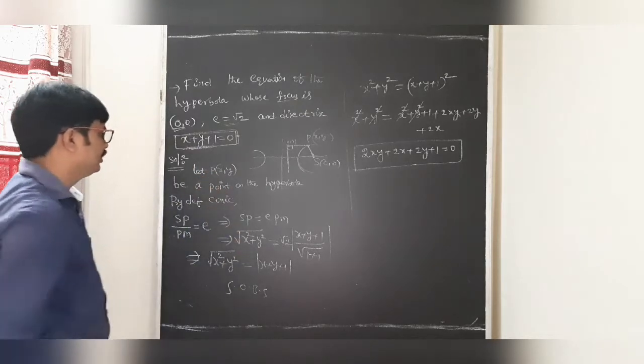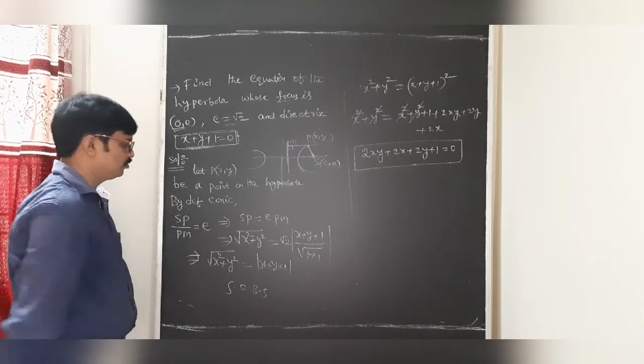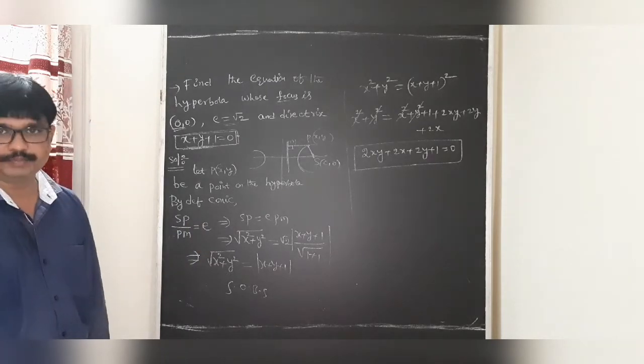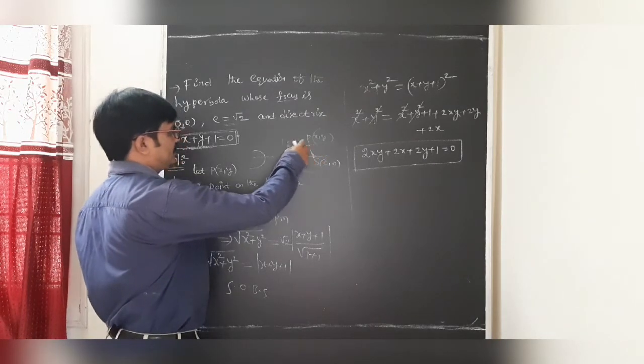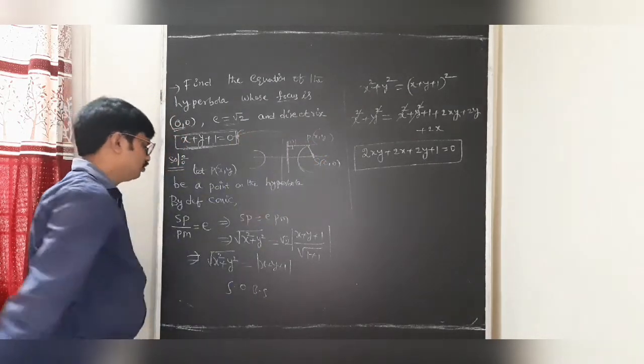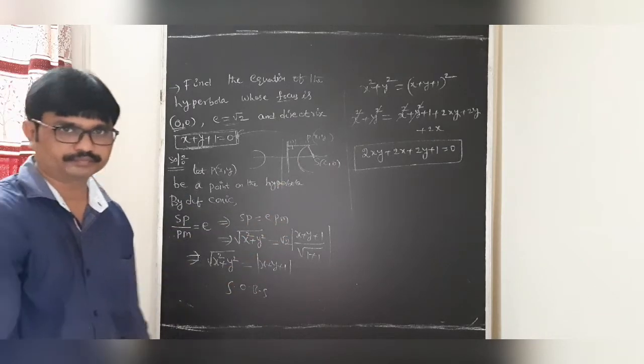Let P(x, y) be a point on the hyperbola. By the definition of the conic, SP by PM equal to e, that is SP equal to e PM. SP is the distance between the 2 points. PM is the perpendicular distance from P to the directrix. Okay students, after squaring on both sides, we got that one.